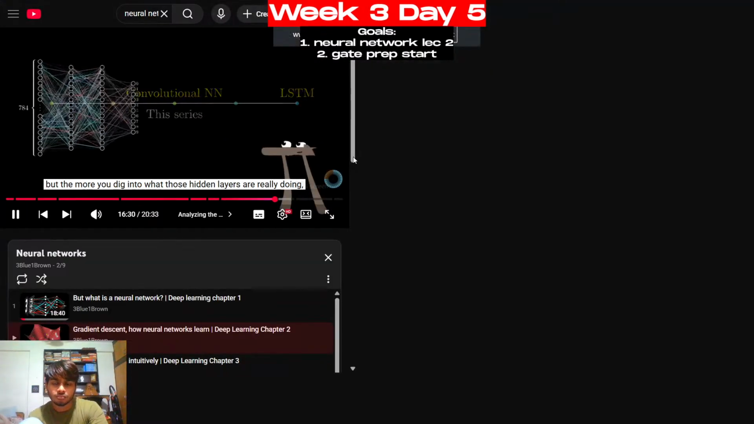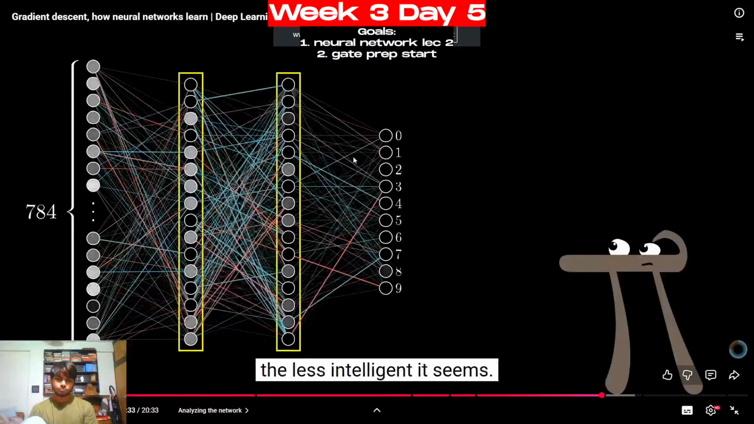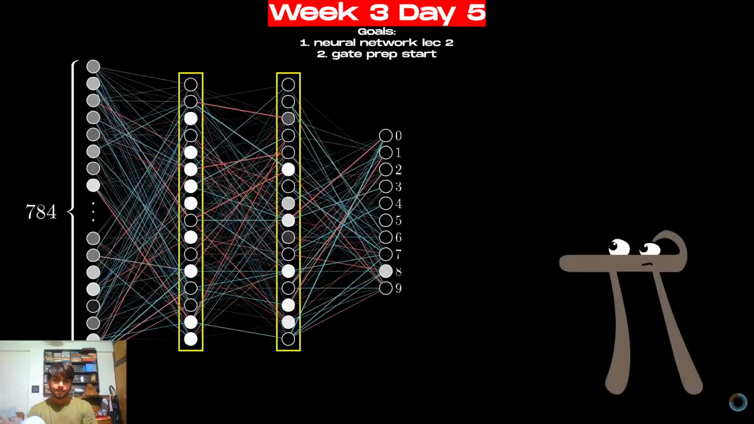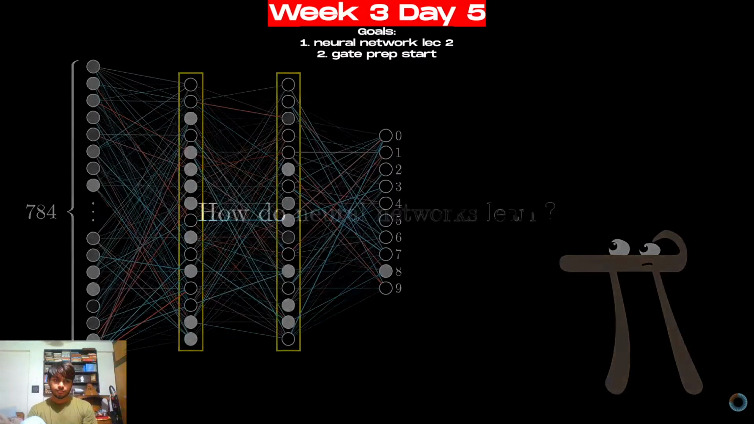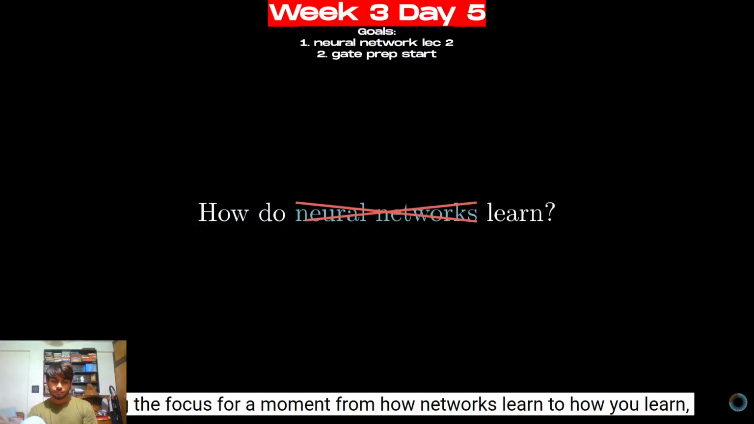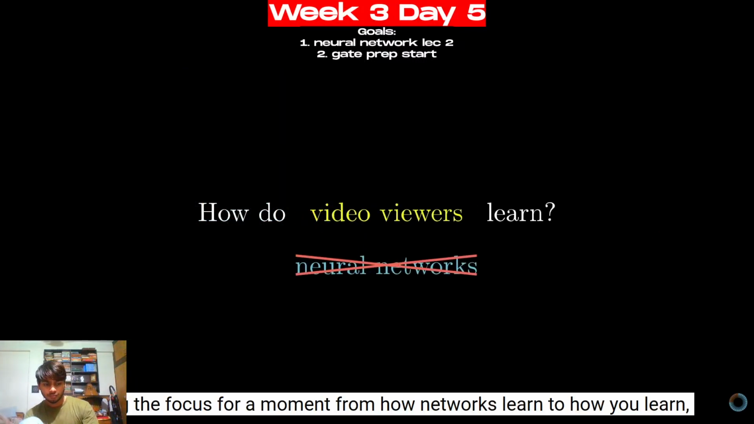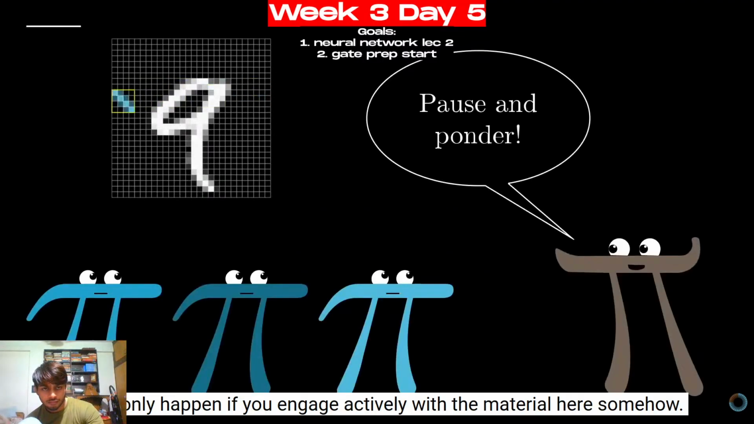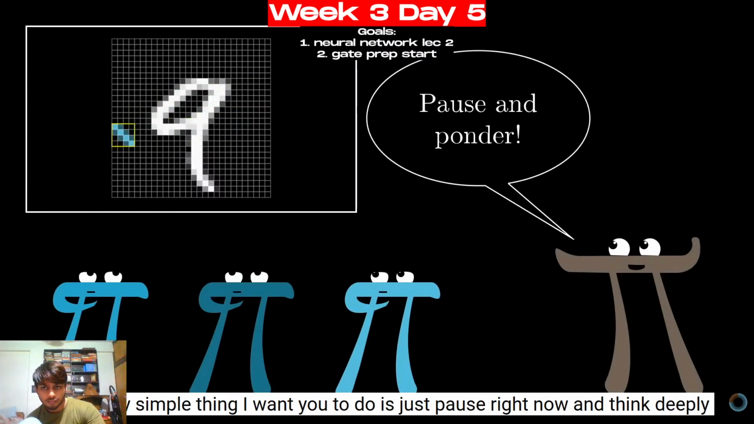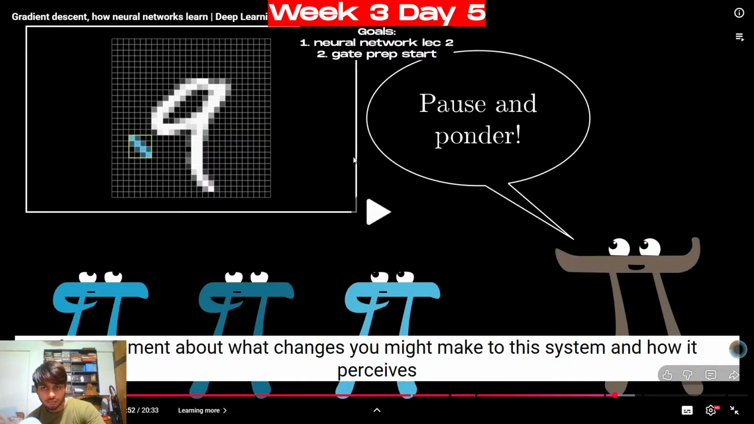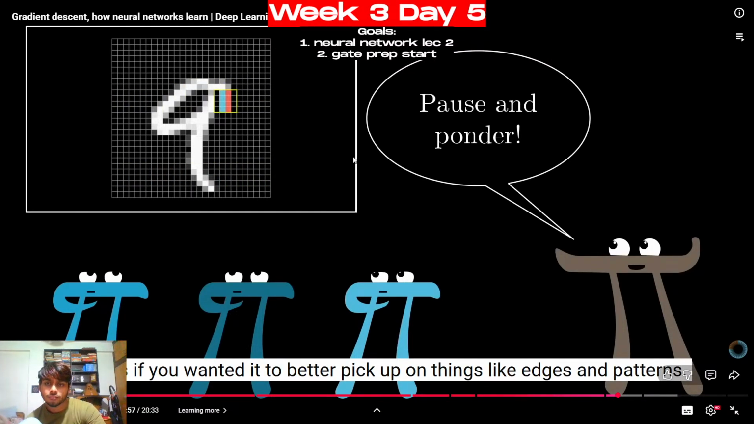But the more you dig into what those hidden layers are really doing, the less intelligent it seems. Shifting the focus for a moment from how networks learn to how you learn, engage actively with the material here somehow. One pretty simple thing that I want you to do is just pause right now and think deeply for a moment about what changes you might make to this system and how it perceives images if you wanted it to better pick up on things like edges and patterns.